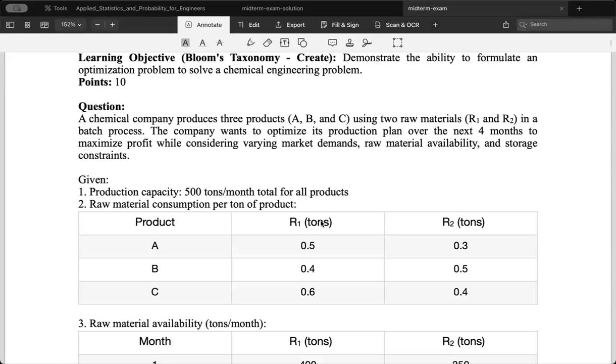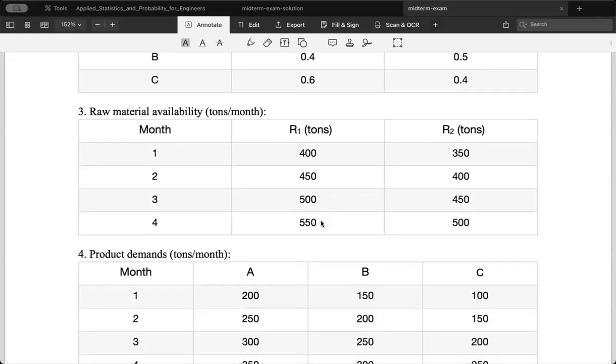So what does it mean? In order to produce 1 ton of product A, it requires 0.5 ton of R1 plus 0.3 tons of R2. It shows the requirement of R1, R2 in order to produce 1 ton of product A, product B, also product C. And you have raw material availability. R1, R2, in each month, you have different availability limit. For example, the first month, you can use up to 400 tons of R1, and 350 tons of R2.